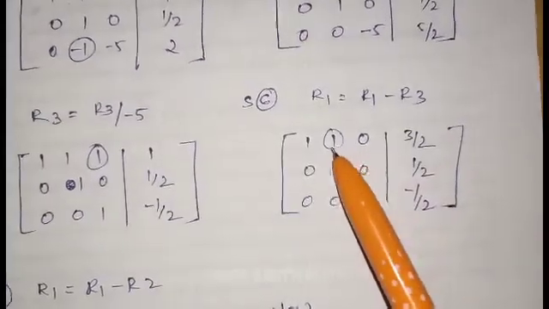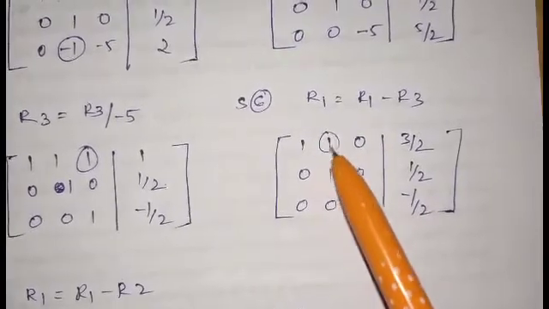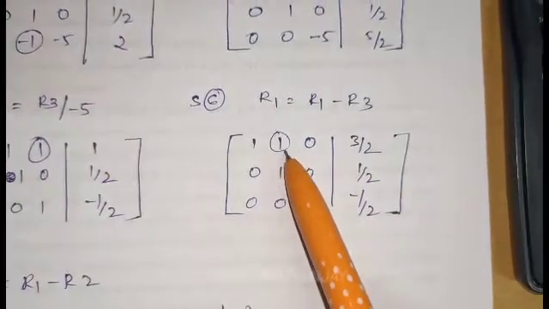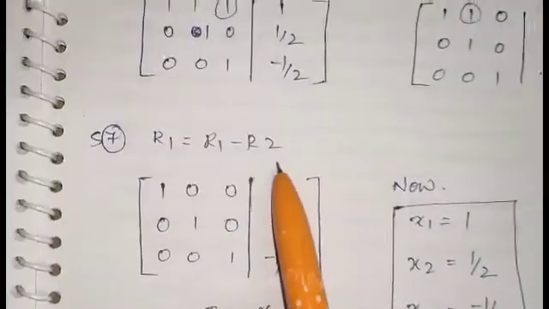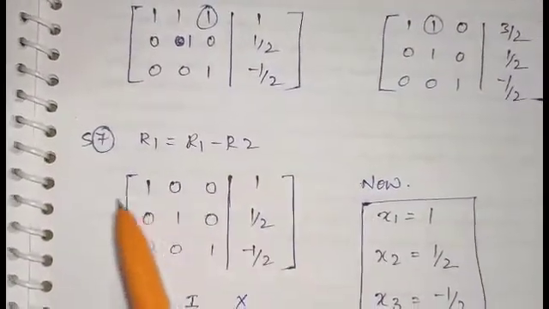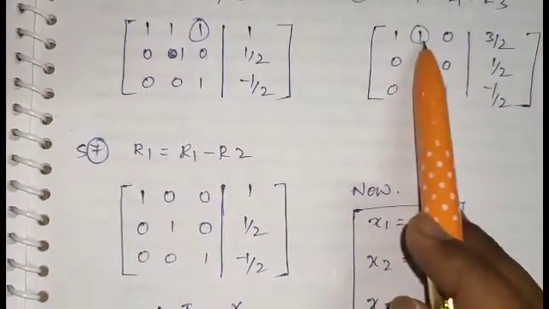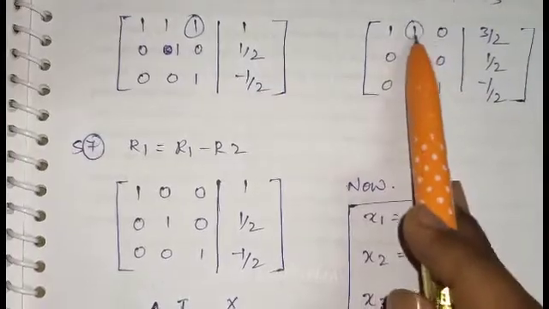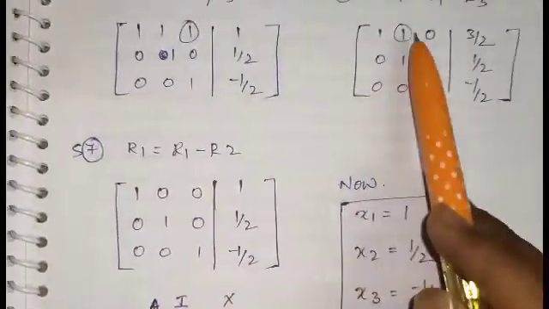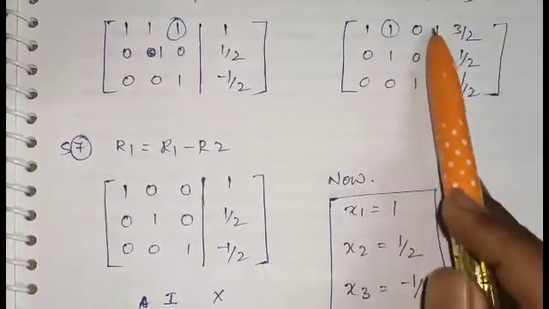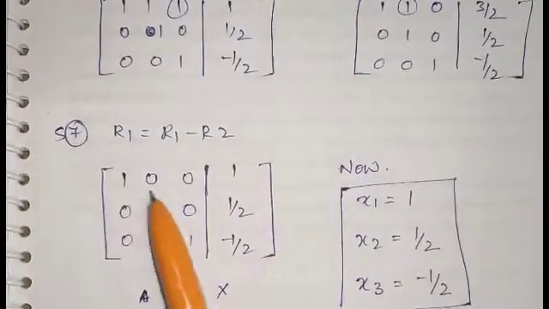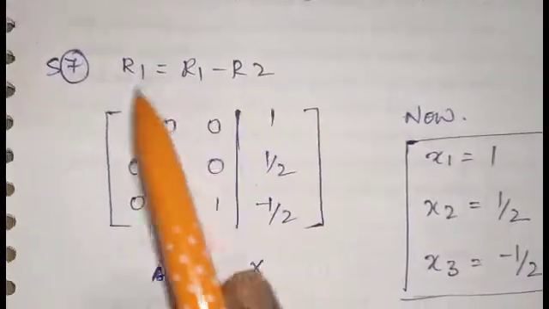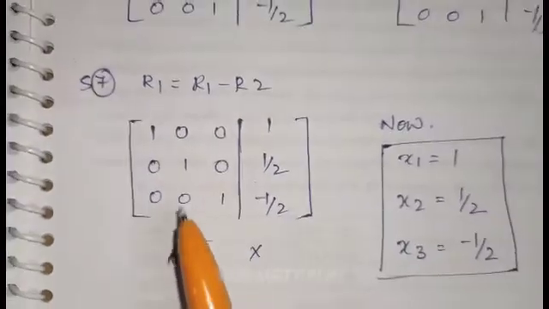So now the next and final aim is to make this particular element 0. So to make this element 0, I am applying R1 minus R2. Once you apply R1 minus R2, the R1 row will be changed, because I need to make this element 0, all other elements already are 0 except this one. So once you apply R1 minus R2, 1 minus 0 is 1, 1 minus 1 is 0, 0 minus 0, 3 by 2 minus 1 by 2, so that becomes 1.